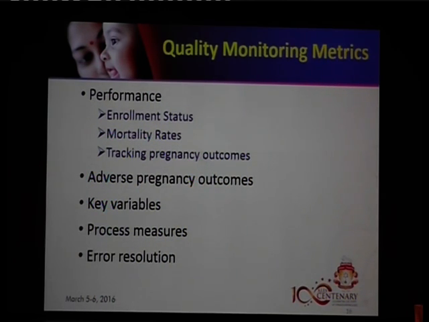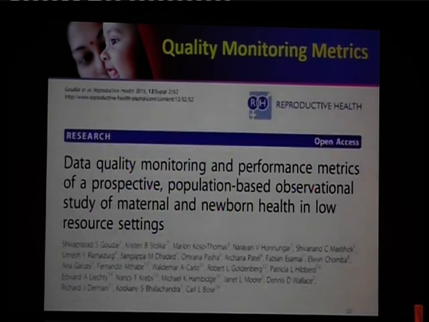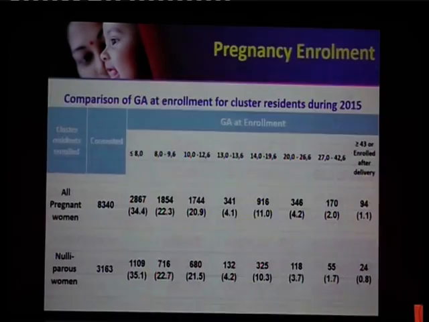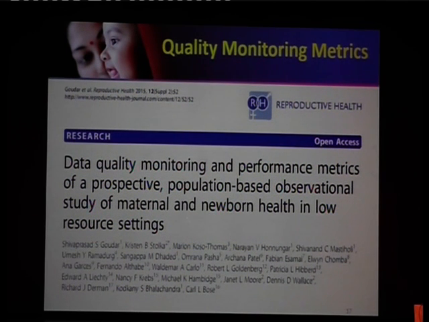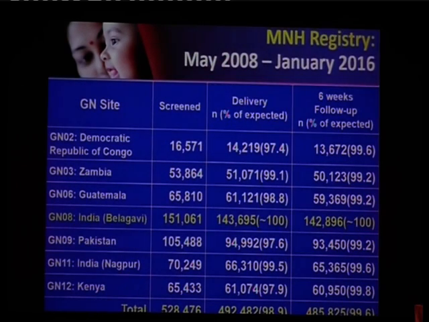Under this: enrollment status, mortality rates, tracking pregnancy outcomes, adverse pregnancy outcomes, key variables, process measures, and error resolution. So this quality monitoring is published in the Reproductive Health Journal last year, 2015. You can follow this in the journal, already published. So this is the status from 2008 till January 2016.